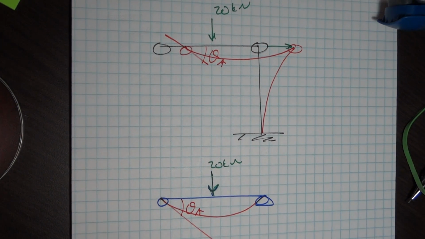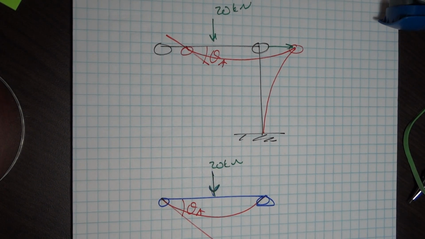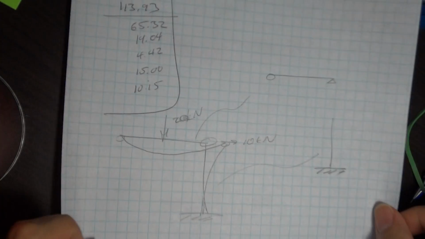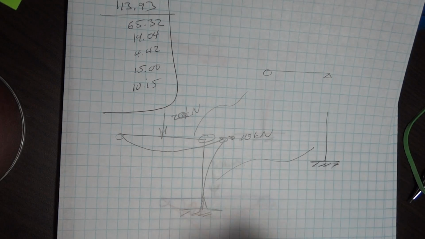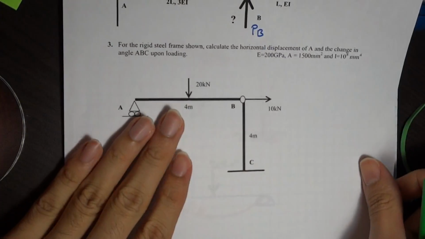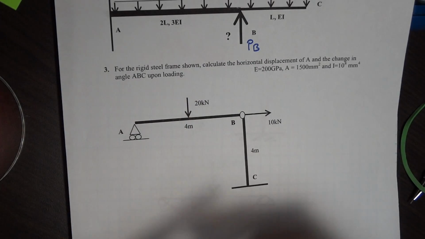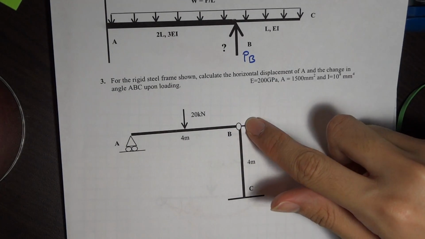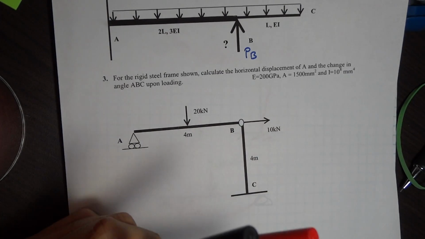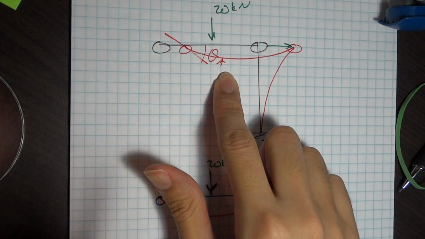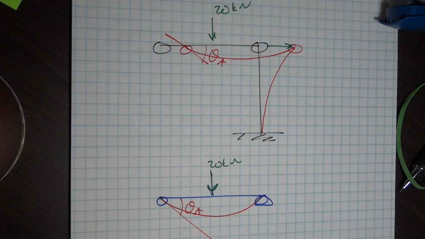What do you actually need to find? Change in angle ABC. Basically, what we're looking for is going to be, you're going to want to find this angle and do 90 minus those two angles. So for example, if I go back up here, theta A, because of symmetry, theta A and theta B on the left are going to be the same.